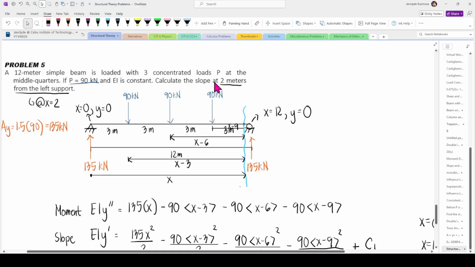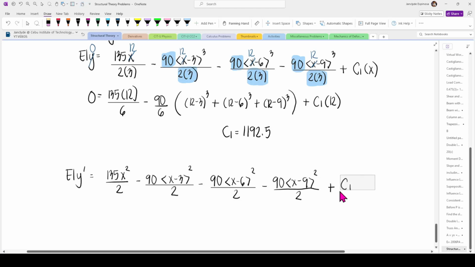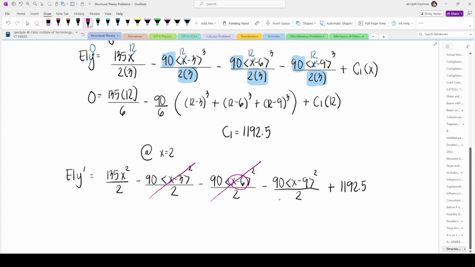So, diba, slope yung kailangan natin. So, we have to use the slope equation. So, copy natin. And then, as what we have solved, C1 is 1192.5. So, plus 1192.5. And then we have at x equals 2. Yan. Now, lahat ng terms dito, basta pointed brackets yung gamit mo, it cannot be negative. So, diba, if I will substitute 2 dito, 2 minus 3 becomes negative 1. So, that means that I have to exclude this expression. Saka, ito rin. Kasi 2 minus 6 becomes negative. Again, what's inside cannot be negative. And then I can also exclude this one.